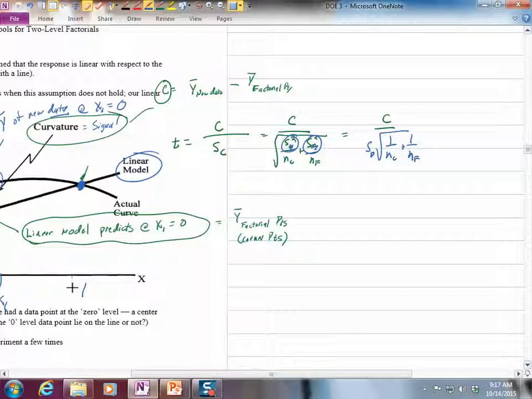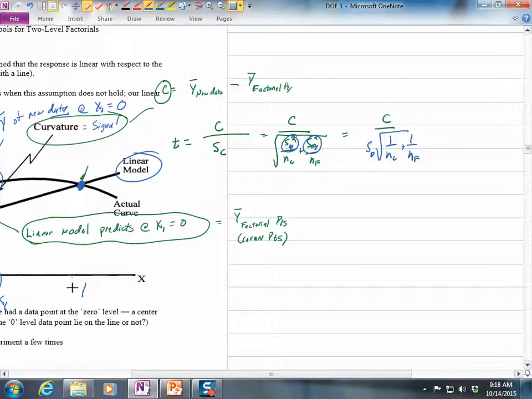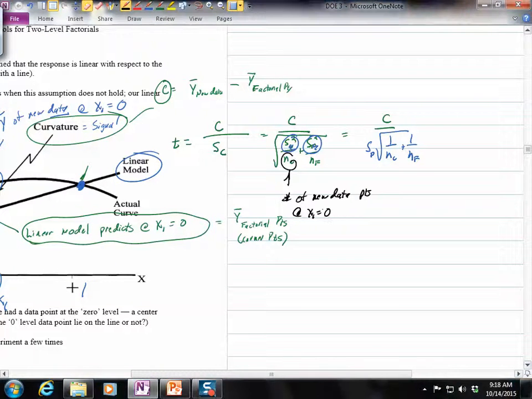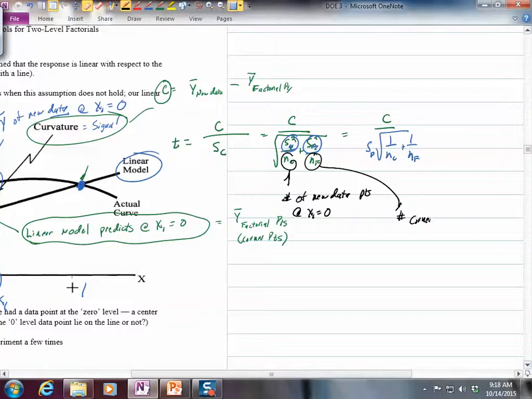Yeah, Bob? That N sub C represents the new data, correct? Yes. Yep, great question. N sub C, that's the number of new data points taken at x1 equals 0, or x1 and x2 equals 0 at the center. And then this is the number of corner points.